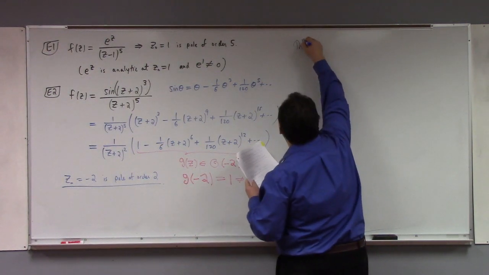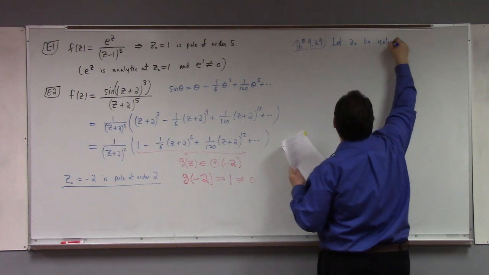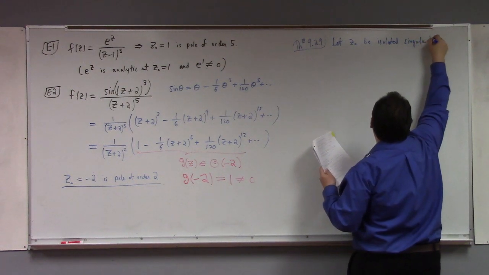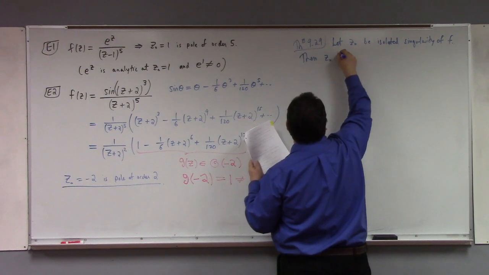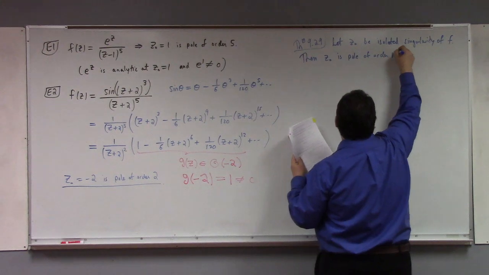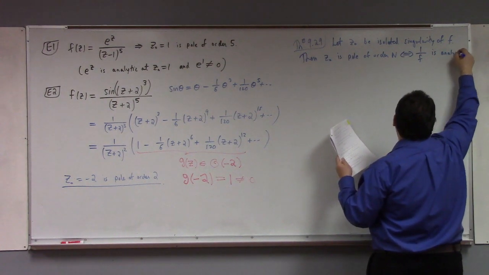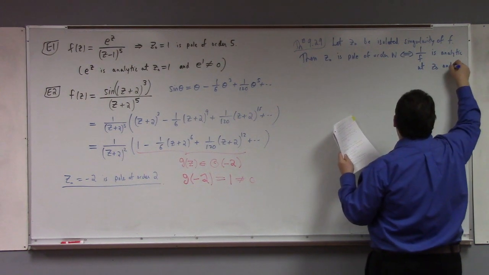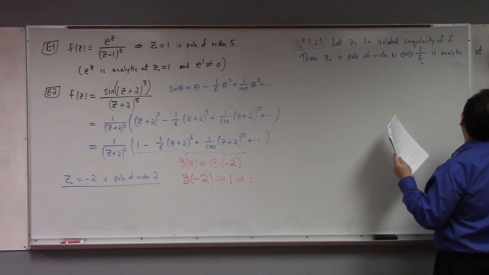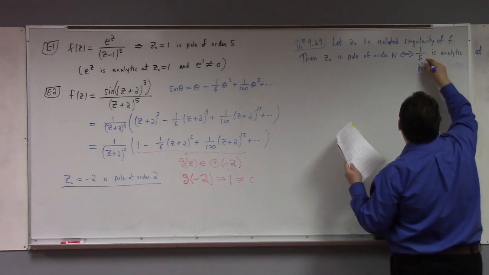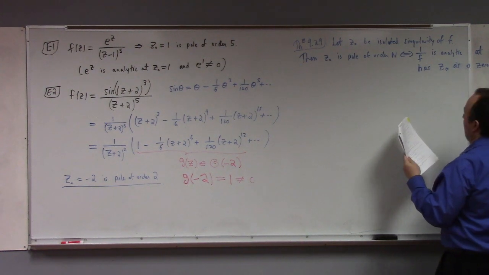Theorem 9.29. Let z naught be an isolated singularity of f. Then z naught is a pole of order n if and only if 1 over f is analytic at z naught and has z naught as a 0 of order n. All right.